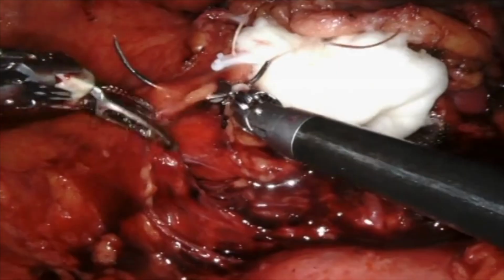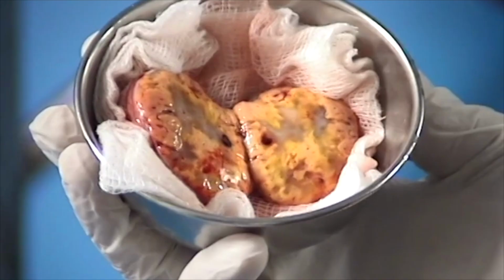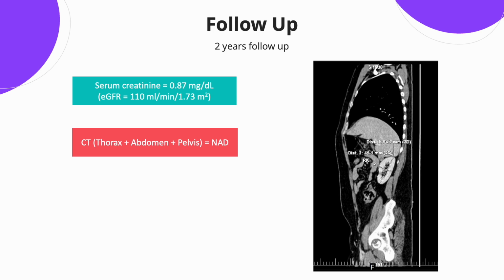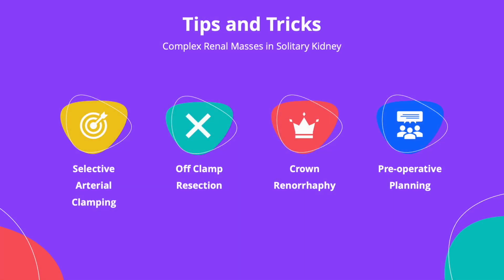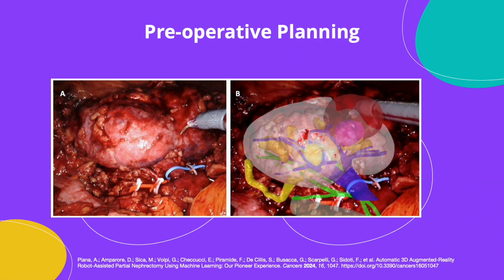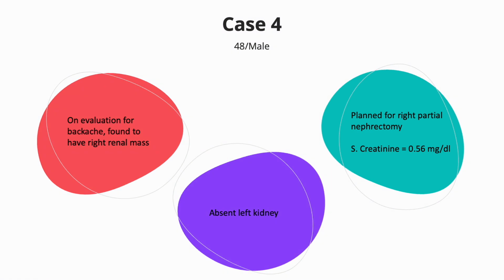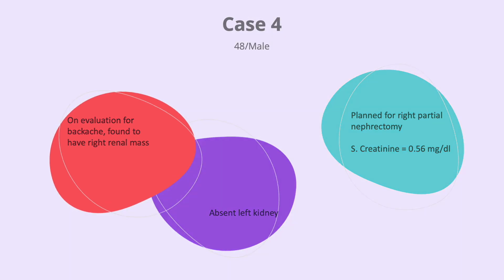Fascial layer is approximated over hemostatic agents. Histopathology was clear cell RCC and the patient is tumor-free at 2 years follow-up. A necessary prerequisite to any partial nephrectomy is rigorous planning. On evaluation for backache, this 48-year-old gentleman was found to have a solitary right kidney with a renal mass.